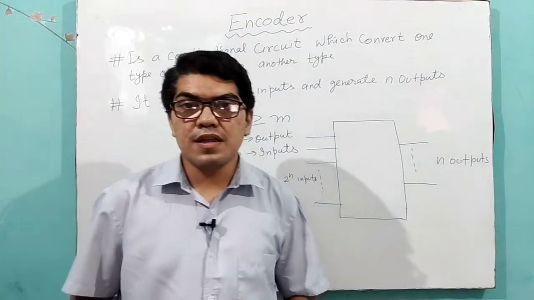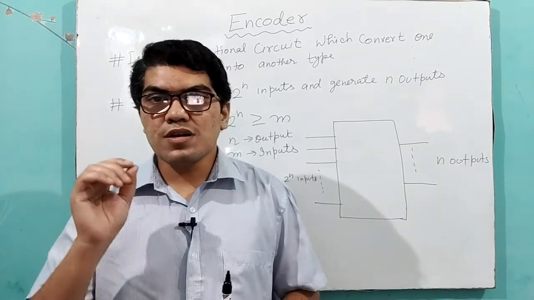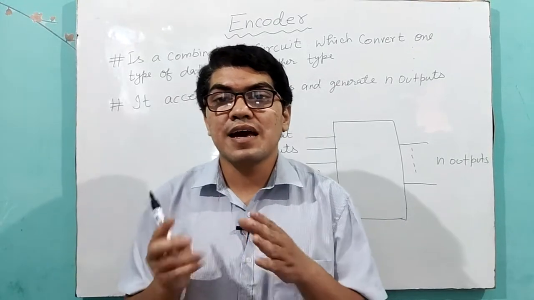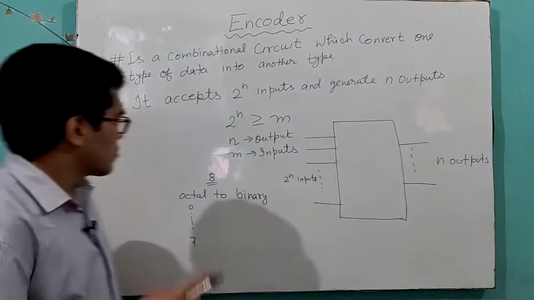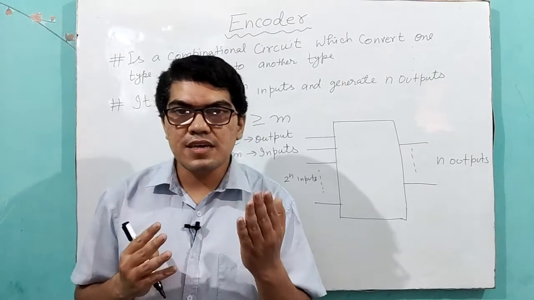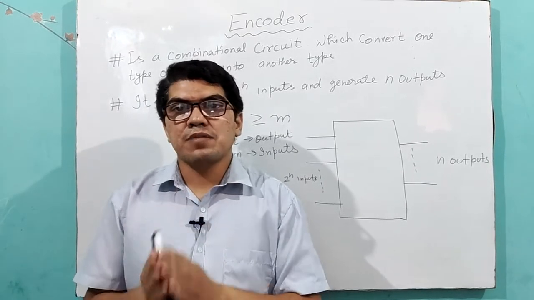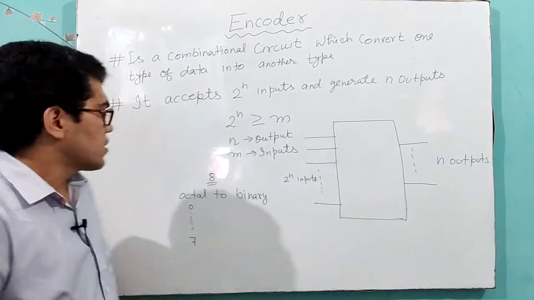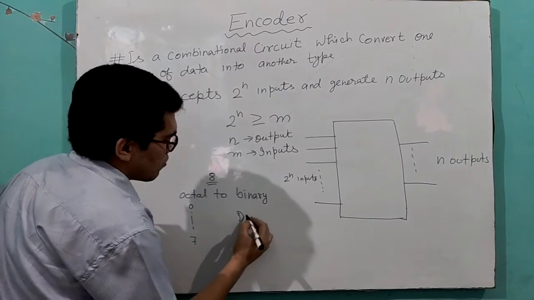If you remember, when we convert an octal number into binary, for one octal number there are 3 binary digits. So for octal to binary we will need 3 outputs, because an octal number can be represented by 3 binary digits.